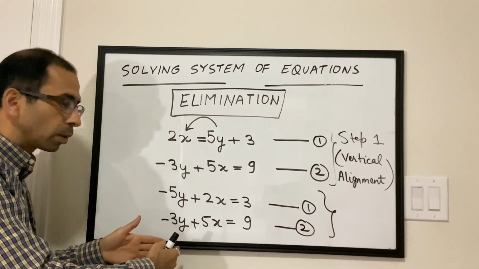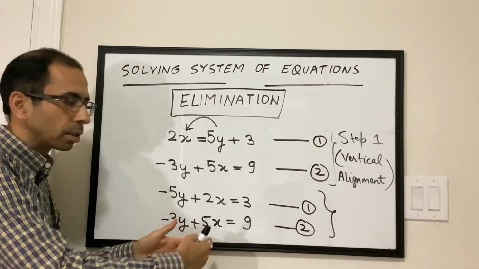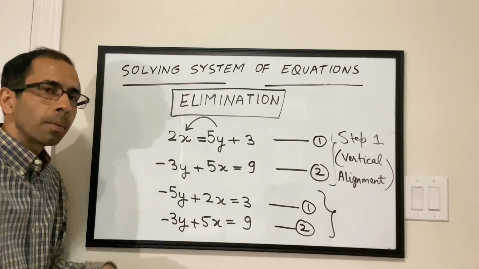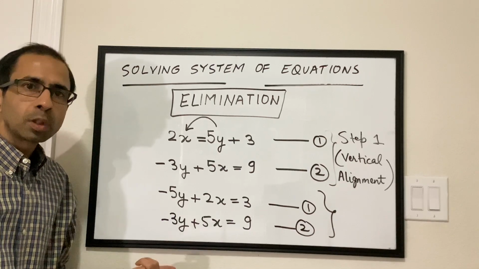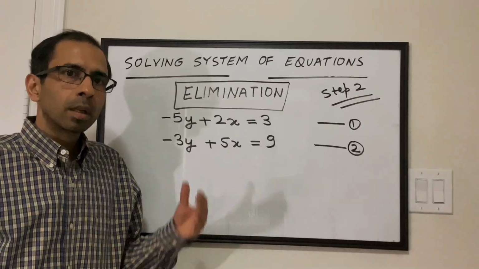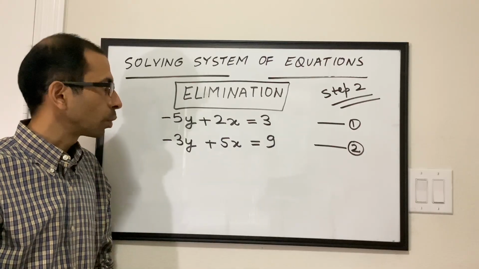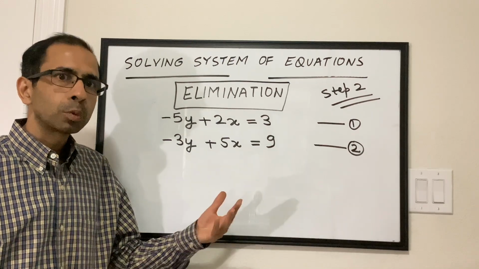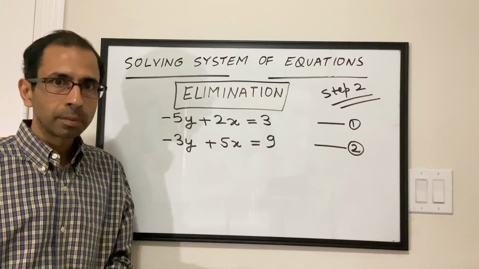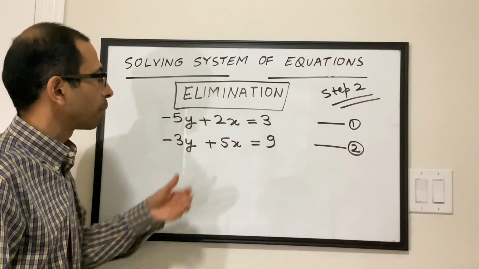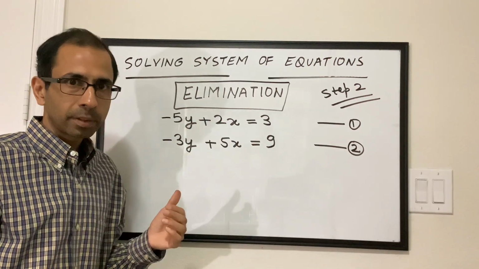The y terms are below each other, the x terms are below each other, and the constant terms are below each other. Now let's go to step 2, wherein we decide which variable we want to eliminate and how we do that. Now that we have got the two equations vertically aligned, let's go to step 2, wherein we will decide one of the variables to be eliminated. In this case, let's say that we want to eliminate x, right?